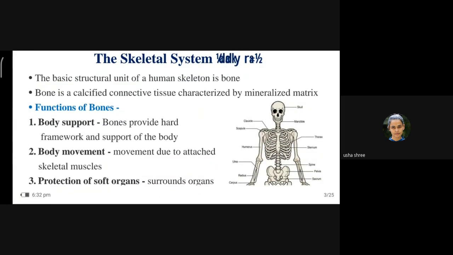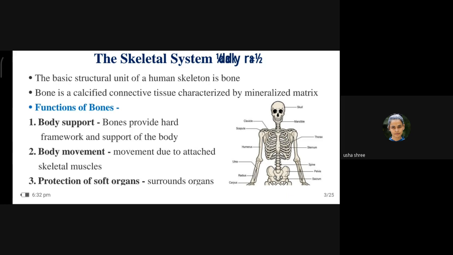So the basic structural unit of the human skeleton is bone. Our skeletal system is made up of different bones, so bones are the basic unit of our skeletal system. Bone is a calcified connective tissue characterized by a mineralized matrix. So here it is coming that bone is a calcified connective tissue.